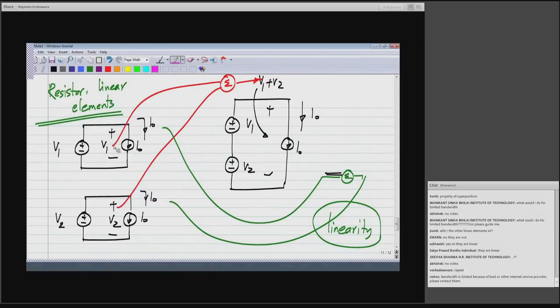So although I apply a voltage that is a sum of the individual voltages here, that is, here I have applied V1, here I have applied V2. Now if this principle, that combining the causes will give you a combination of the effects, is true, then this current should have been 2 I naught, but it is just I naught. So in fact it's not equal to the sum, right? The resulting current is not equal to the sum of currents in individual cases. So this says that the current source is not linear in the sense that a resistor is linear.